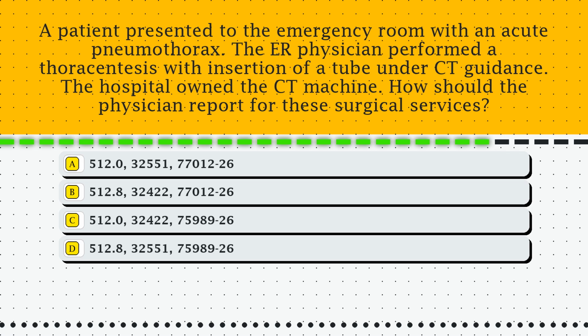The ER physician performed a thoracentesis with insertion of a tube under CT guidance. The hospital owned the CT machine. How should the physician report for these surgical services? Option A, 512.0, 32551, 77012-26. Option B, 512.8, 32422, 77012-26. Option C, 512.0, 32422, 75989-26. Option D, 512.8, 32551, 75989-26.